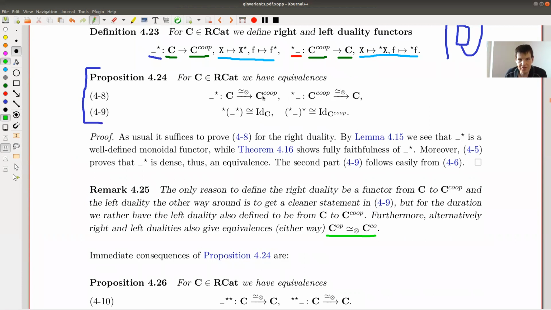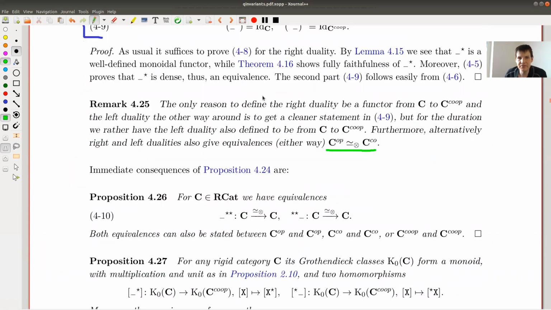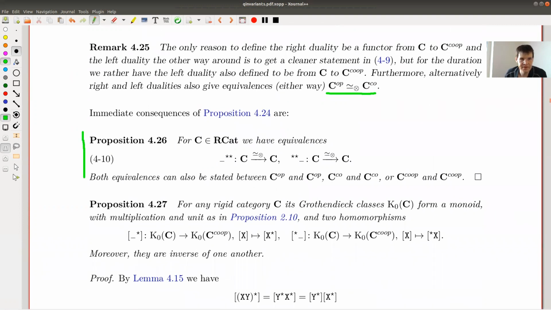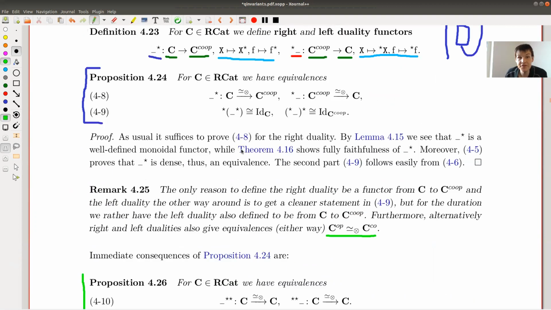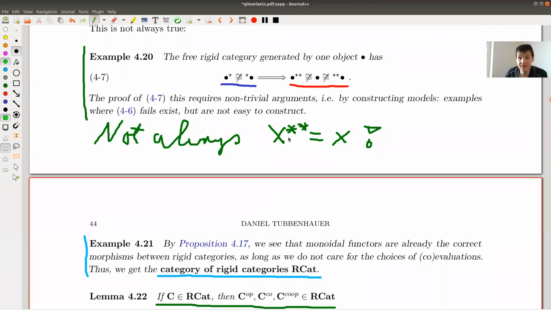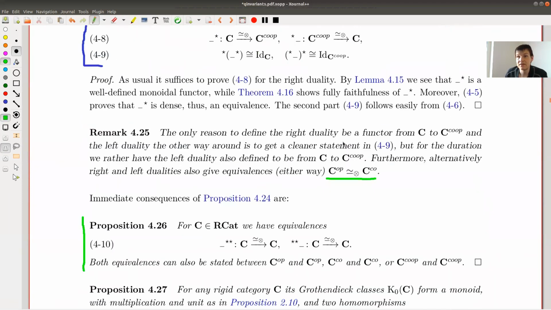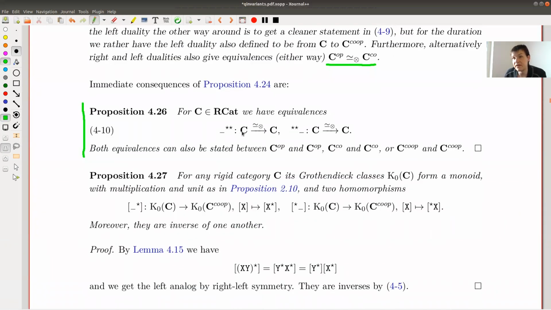Because of this mixture between left and right duals, you get a statement about double duals being isomorphisms. This is not saying that the double dual needs to be X, but it's still an invertible operation. And you can invert it, those two functions invert themselves, basically. So this is the inverse of this one.